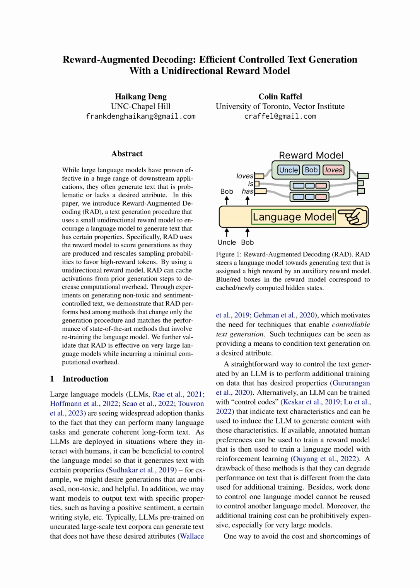However, these methods have their drawbacks. They can reduce performance on text that is different from the training data, and the work done to control one language model can't be reused for another. Additionally, the cost of additional training can be very high, especially for very large models. To avoid these issues, we can modify the decoding procedure used to generate text from a language model.